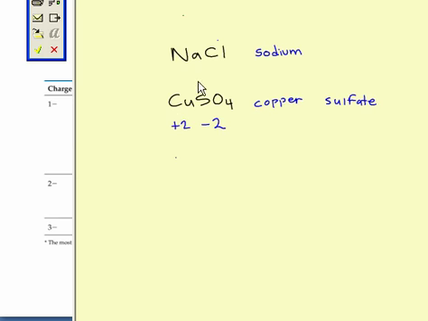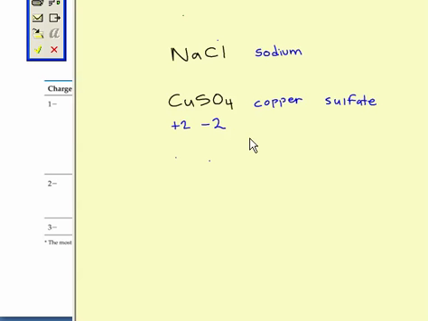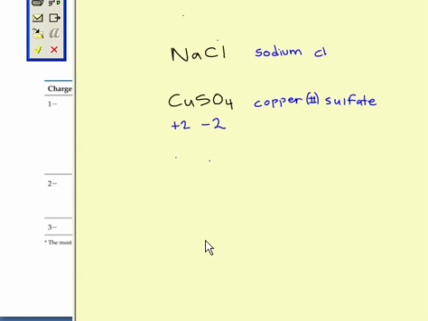To cancel that out, there's one sulfate here. This 4 is part of the sulfate structure. It doesn't mean there's 4 sulfates. So this is copper(II) sulfate. And then sodium, we know, has no variable charge, so we don't need to put its charge in Roman numeral. And then this is chloride. It's a monoatomic anion, and those have the root name of their element and they end in -ide. So sodium chloride.